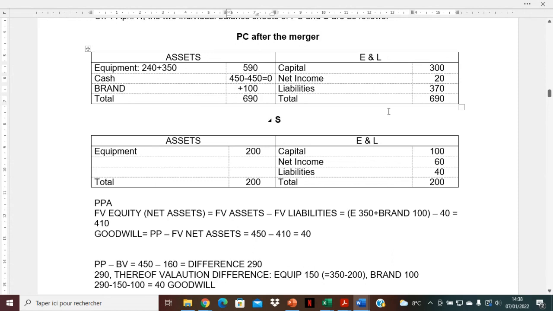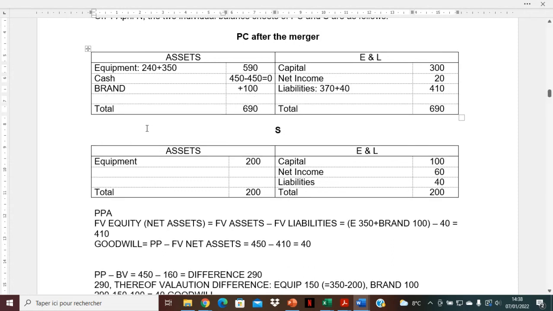And I also take over the liabilities of the subsidiary. Here we said the book value and the fair value are the same. So for 40, it's over, so that I have a total of 410. Okay, and one thing is missing. Obviously, when I spend the 450 in cash, I also buy a goodwill. Its value is 40. So you can see I have plus 350 plus 140 here and minus 450.